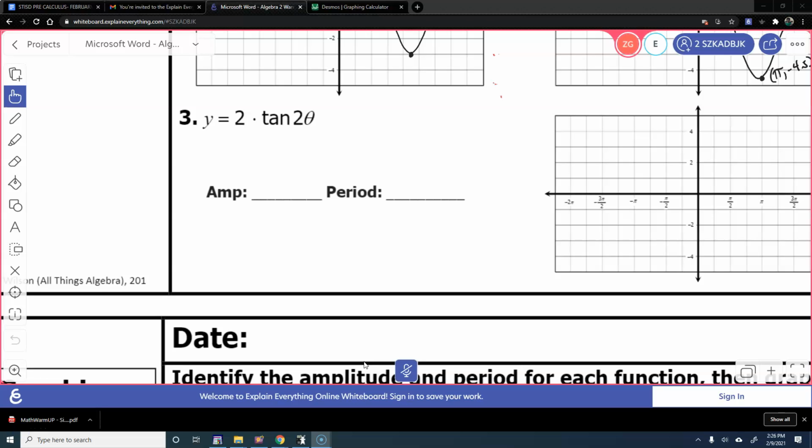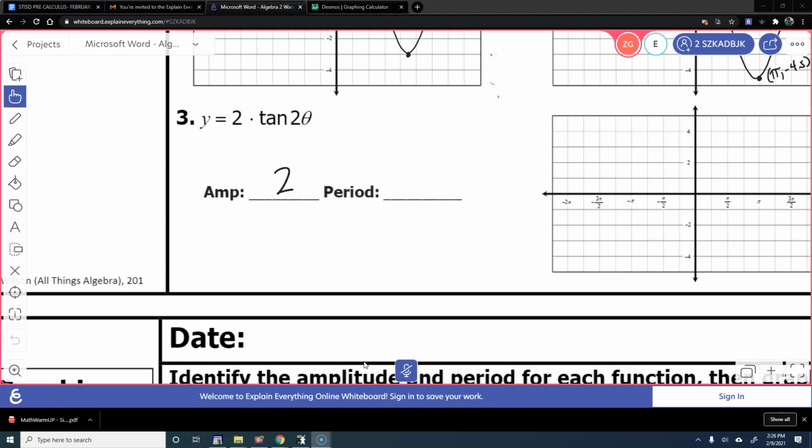For number 3, the amplitude is 2, which you're going to notice is very negligible. We don't have to worry about that. The period we know is shorter than sine and cosine. It's pi over b. In this case, it's going to be pi over 2. So the period has to be pi over 2.